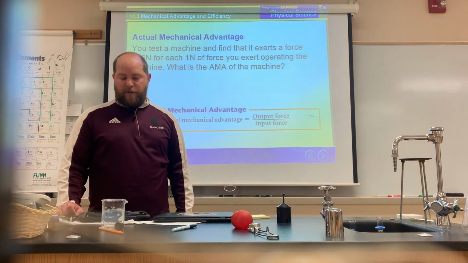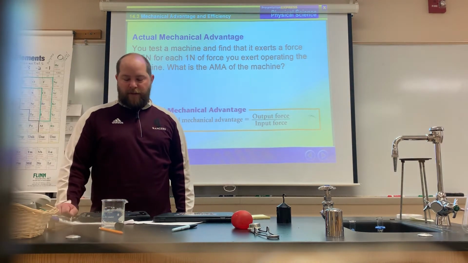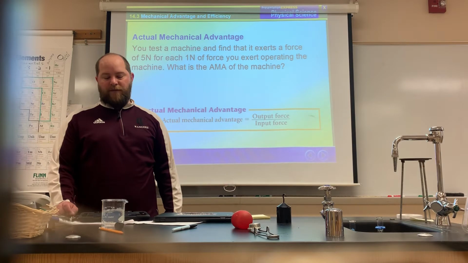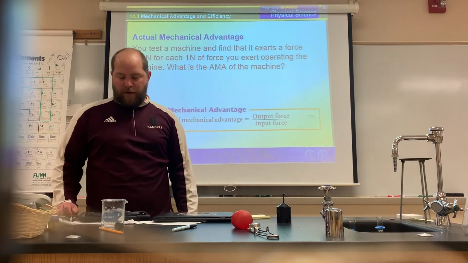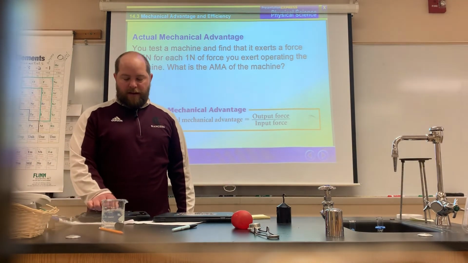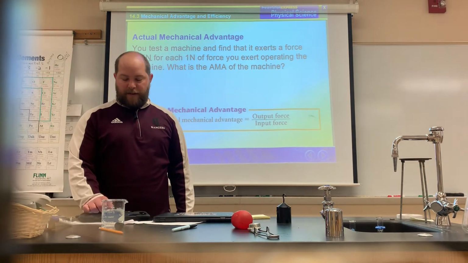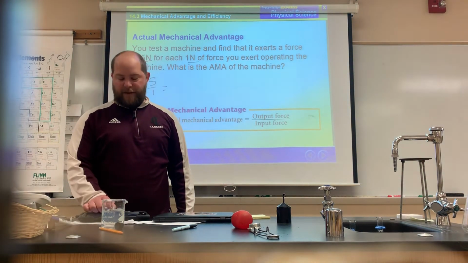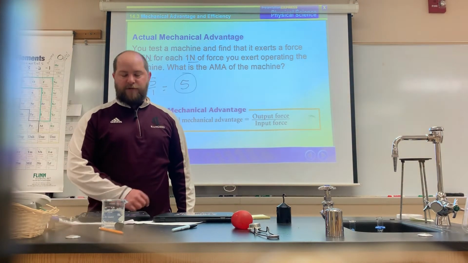So here's another one for us. Let's say we test the machine and you find that it exerts a force of 5 newtons for each 1 newton of force you apply to it. So this would be the output and the input. So you just take 5 divided by 1. It's pretty simple. So the mechanical advantage would be 5.